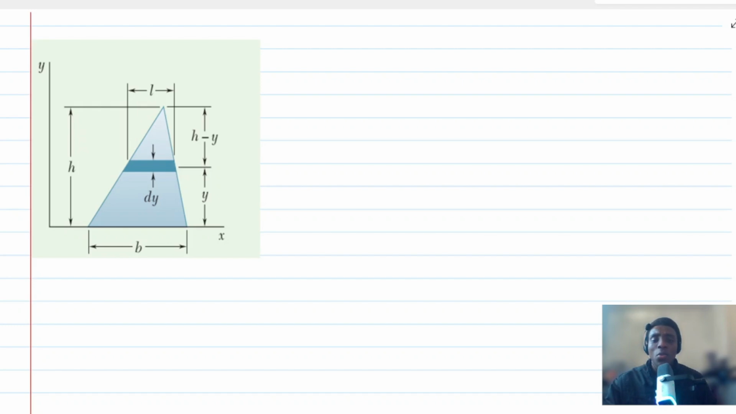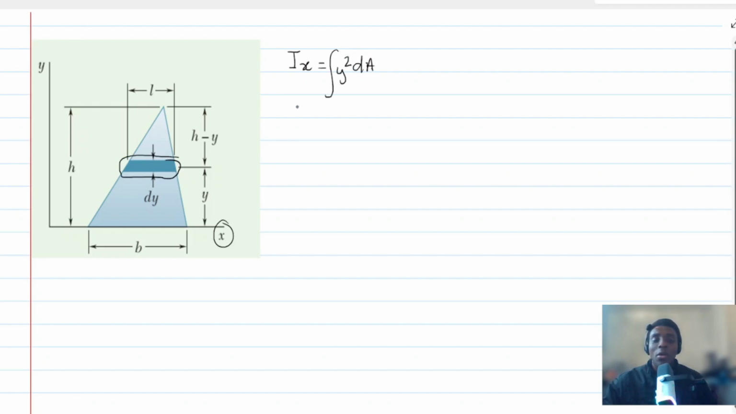Alright, so in this video I'm going to teach you the area moment of inertia of a triangle from first principles. Over here you can see a triangle, and you realize that some portion of the triangle has been taken. So actually we are going to look at Ix. Ix of this triangle is going to be the integral of y squared dA.